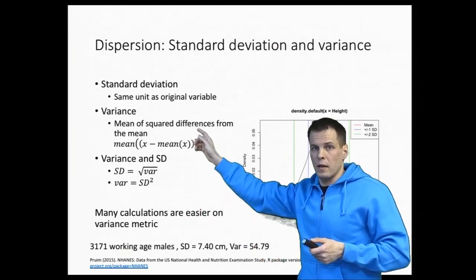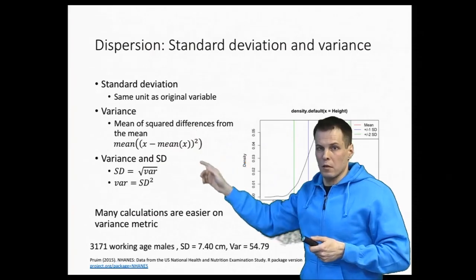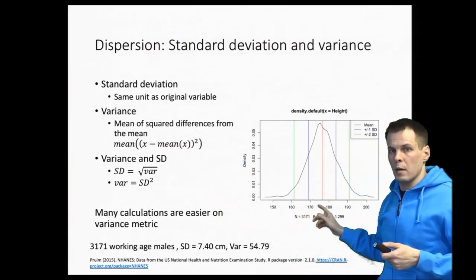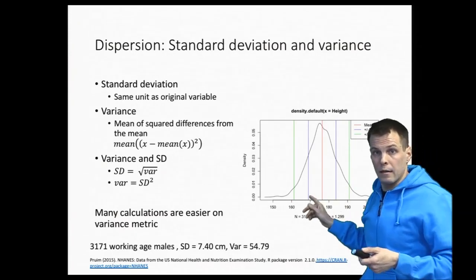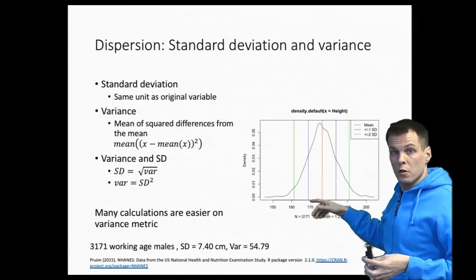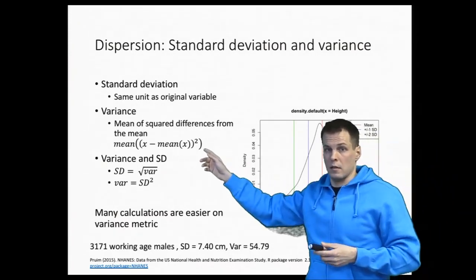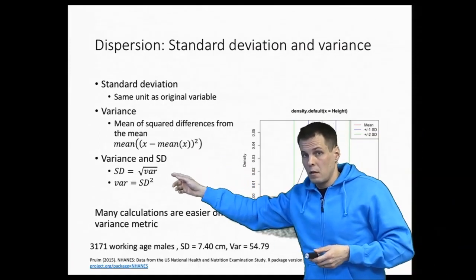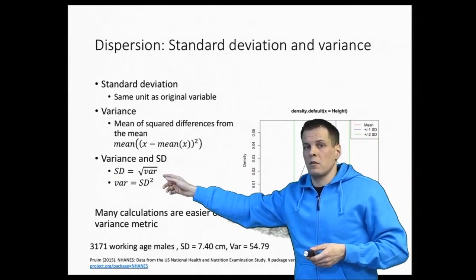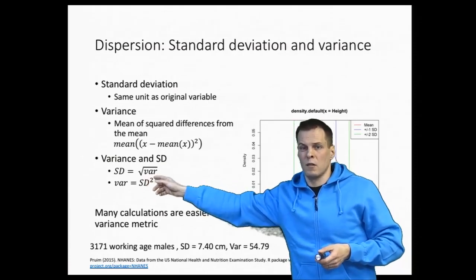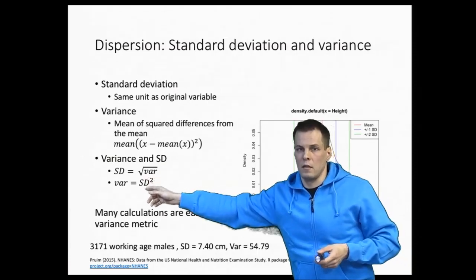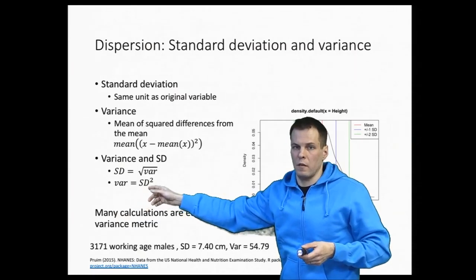And variance is defined as the mean of squared differences from the mean. So we take each observation, we subtract the mean, and we take a square, or raise it to the second power. And then we take a mean of those squares. That gives us the variance. Variance and standard deviation are related so that the standard deviation of the data is the square root of the variance, and variance is the square of the standard deviation.